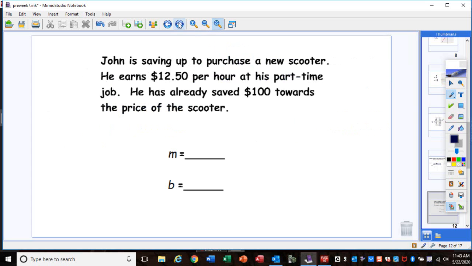Let me keep moving here. We did a word problem in class. John is saving up to purchase a new scooter. He earns $12.50 per hour. Remember, when you see the word per, that's your x. So it's $12.50 per hour, so we have to attach an x to it. Now, he has already saved $100. And what he needs, we'll call that y. That's his total. So y equals, look what you have: y equals mx plus b. So the m is $12.50.